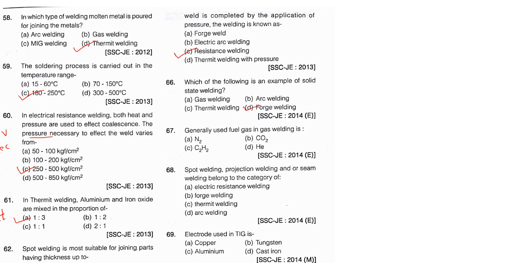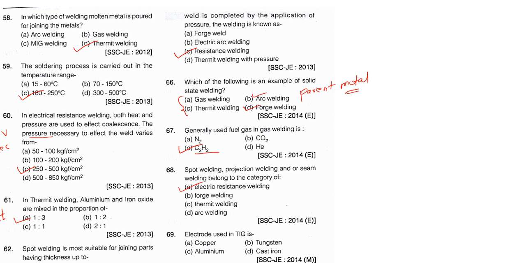See, if we consider all these processes, in all these processes there is melting of what? Parent metal. Right? So that's why these are non-solid state welding processes. So they have asked you about solid state welding, that is the pressure welding, it's a forge welding. Next, generally used fuel gas in gas welding. Basically we are using what? Acetylene, right? So formula of acetylene is what? C2H2. Then spot welding, projection welding or seam welding belongs to the category of electric resistance welding.